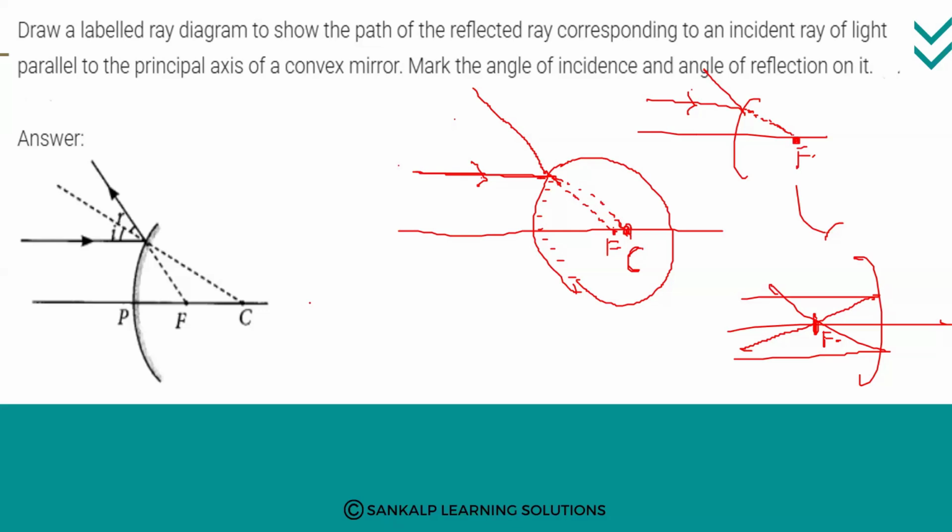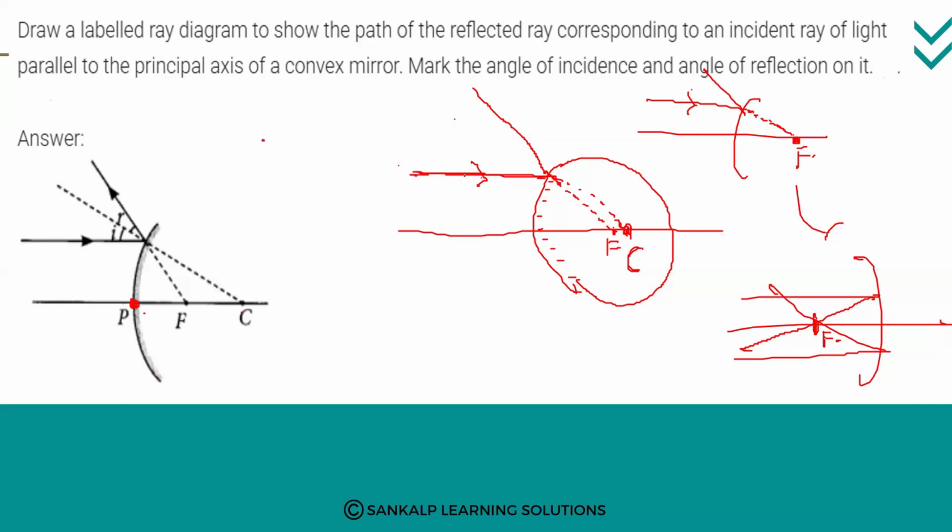Okay, so this is F and this is C. Then what do you mean by pole P? Center of the reflecting surface. So here it is a reflecting surface and the center of this reflecting surface is P. That is pole. Okay. Then what do you mean by incident ray?